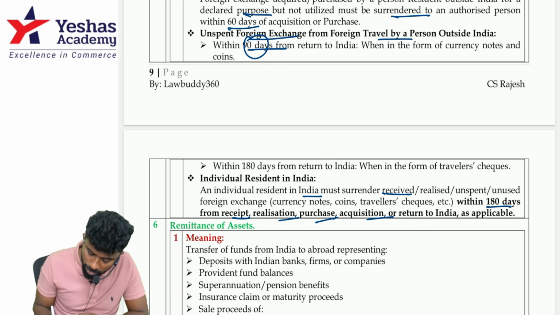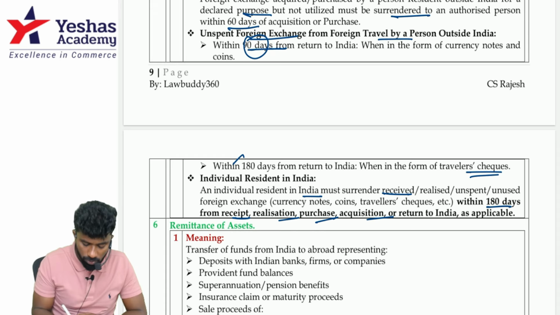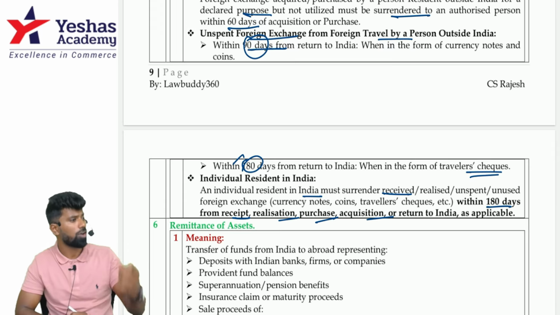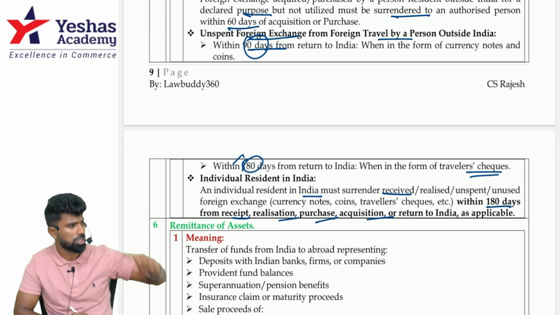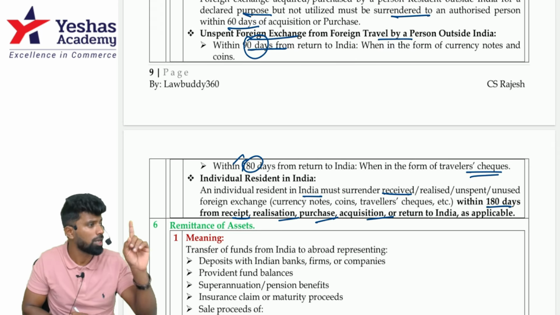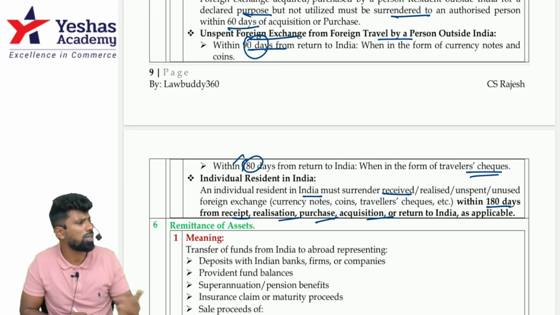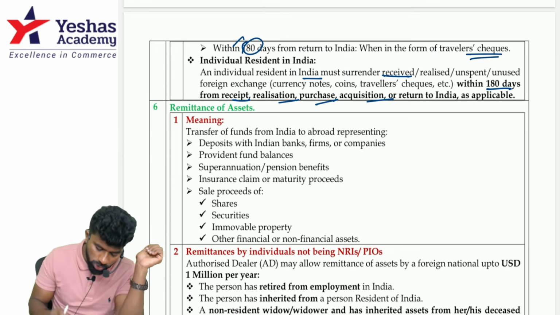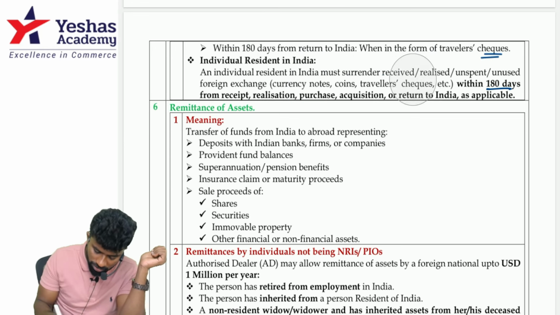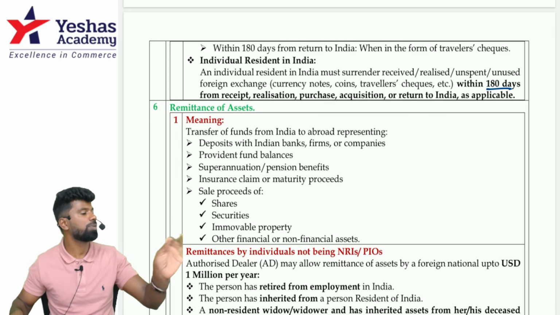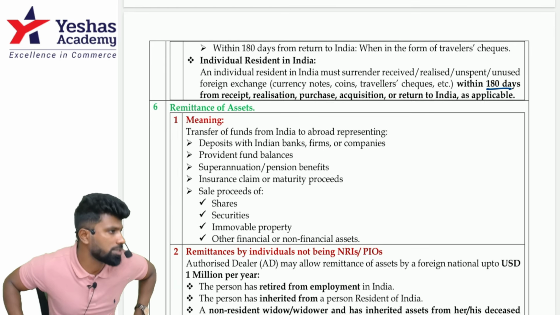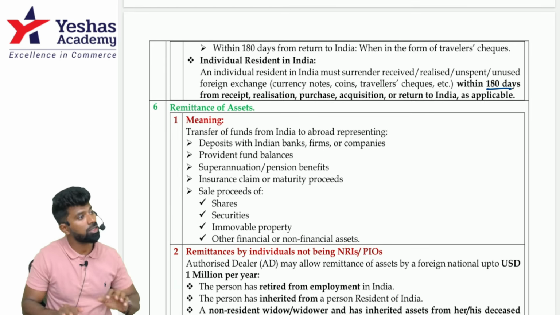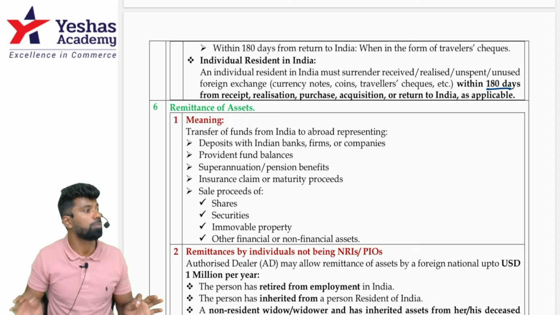But if it is in the form of checks, how many days? 180 days. You have drawn foreign currency for foreign travel. Once you return, unspent should be returned within how many days? 90 days. If it is checks and foreign travel documents, 180 days. Next one, remittance of assets. This is one more topic based on which there can be a practical question in the examination. One last topic. Based on this, there can be a practical question in the FEMA.